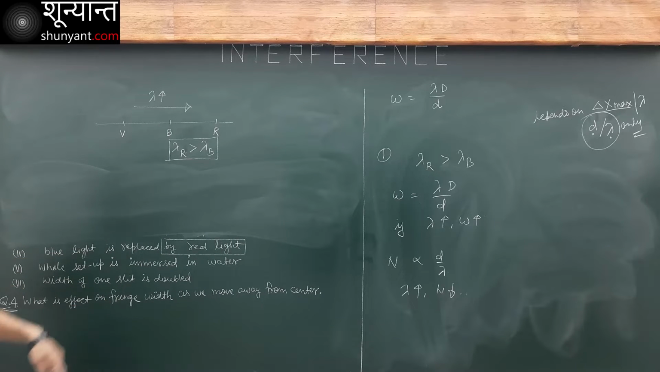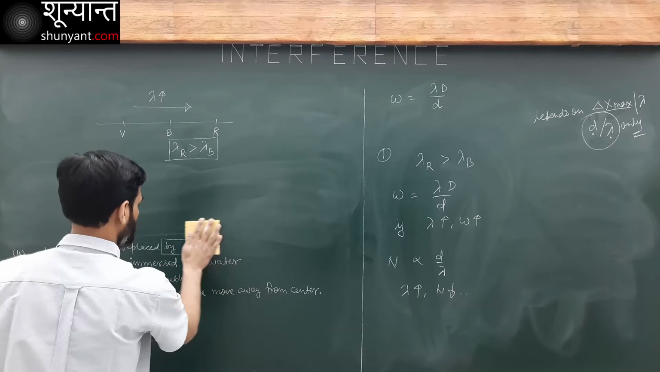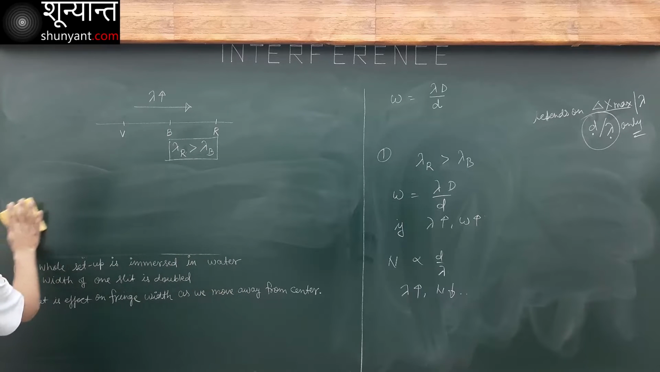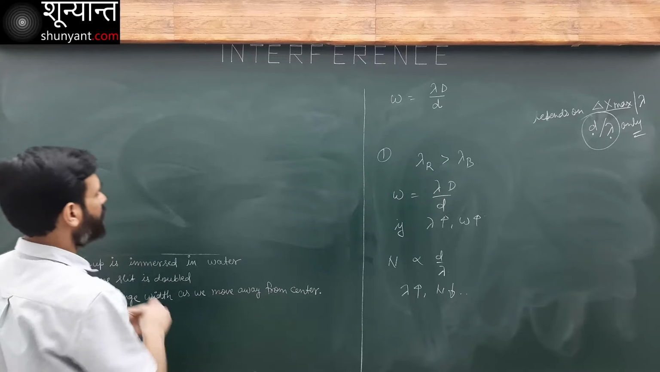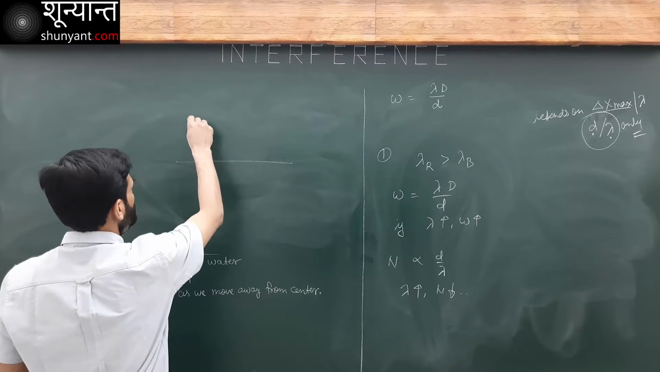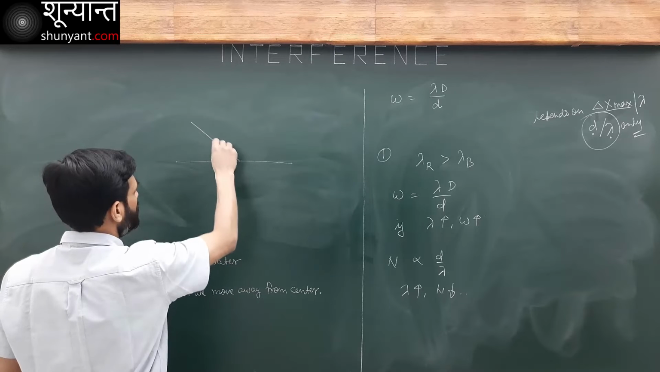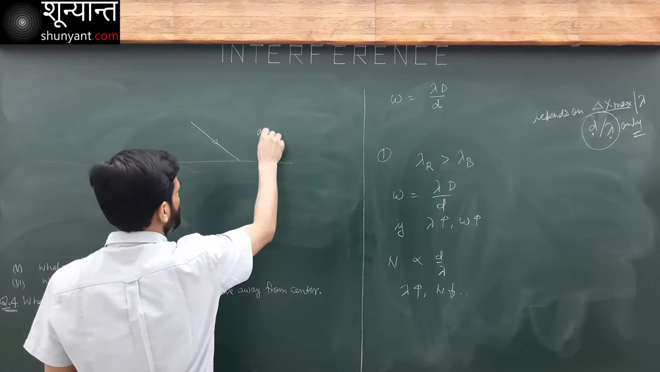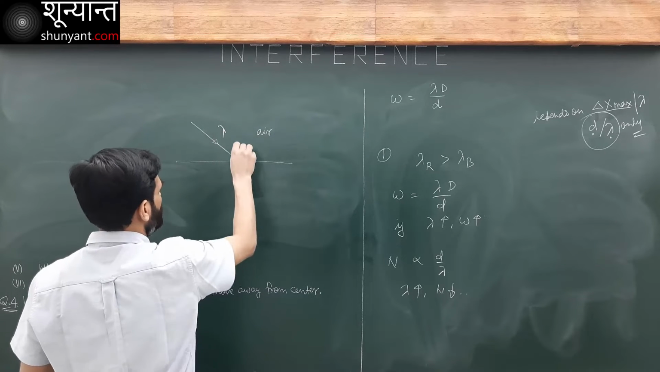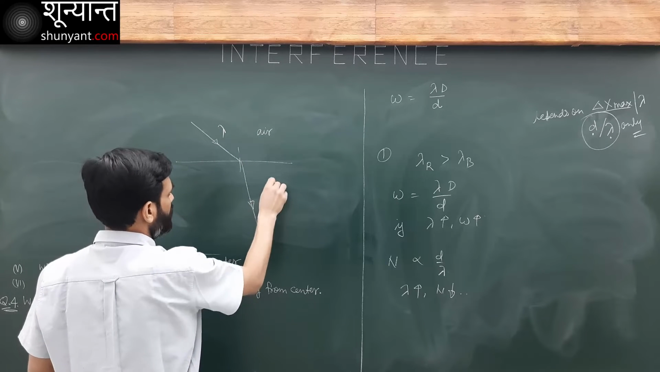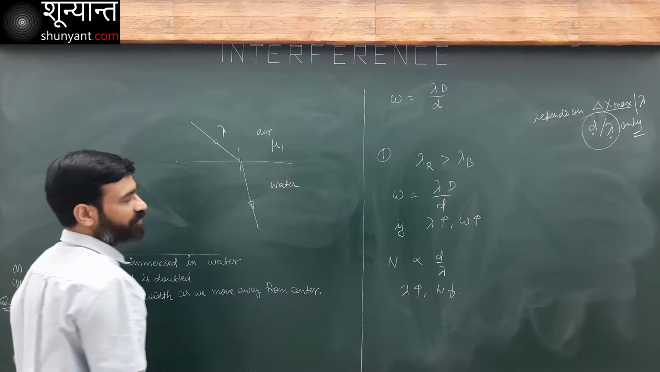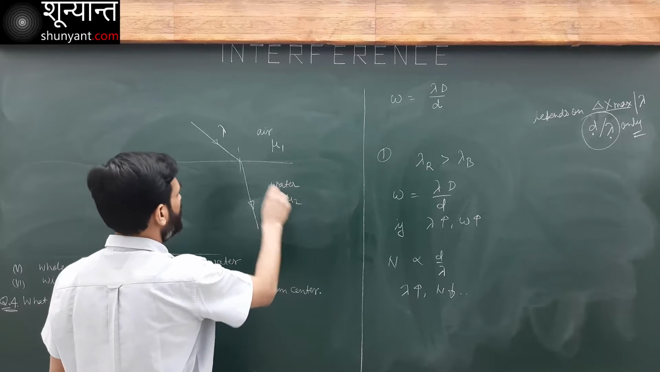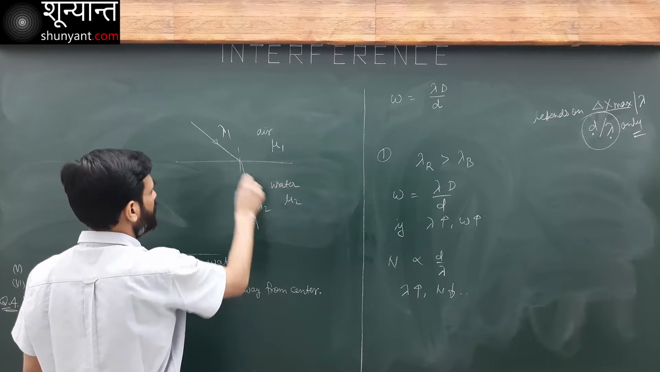Now, the whole setup is immersed in water. What will happen? I have some light ray. Let's say I have this light, traveling in air. It has certain wavelength. Now, if it goes into water, this is mu1, this is mu2, lambda 1 here, lambda 2 here.